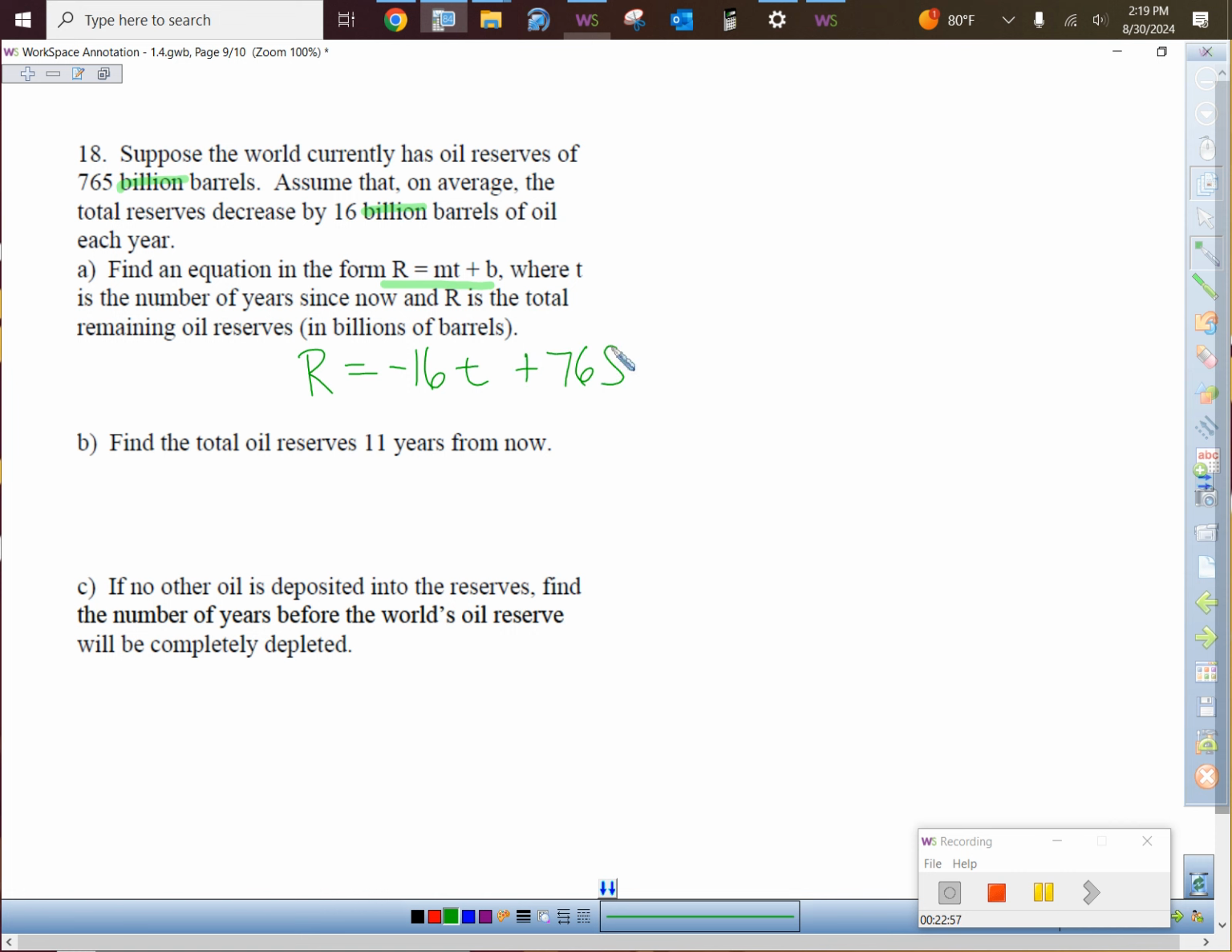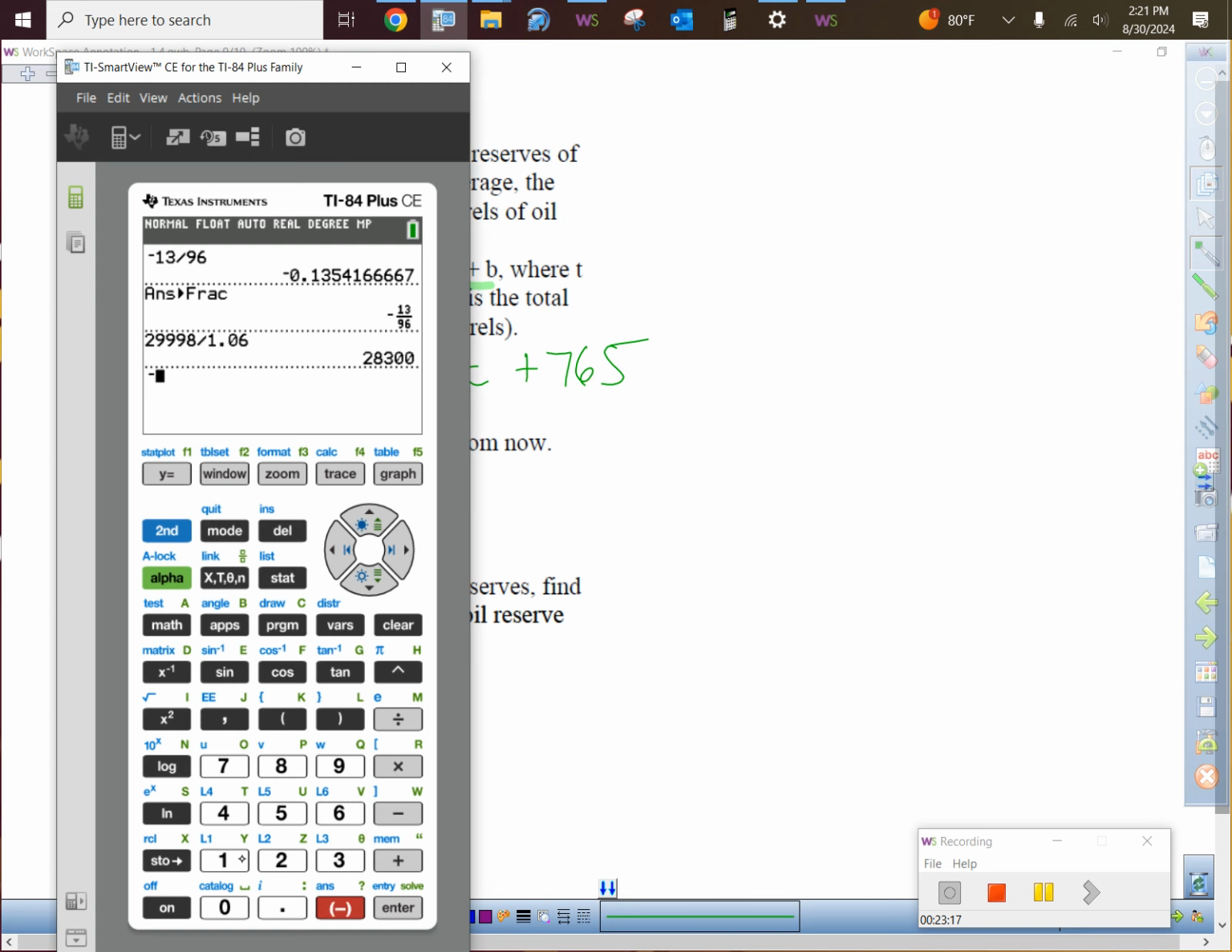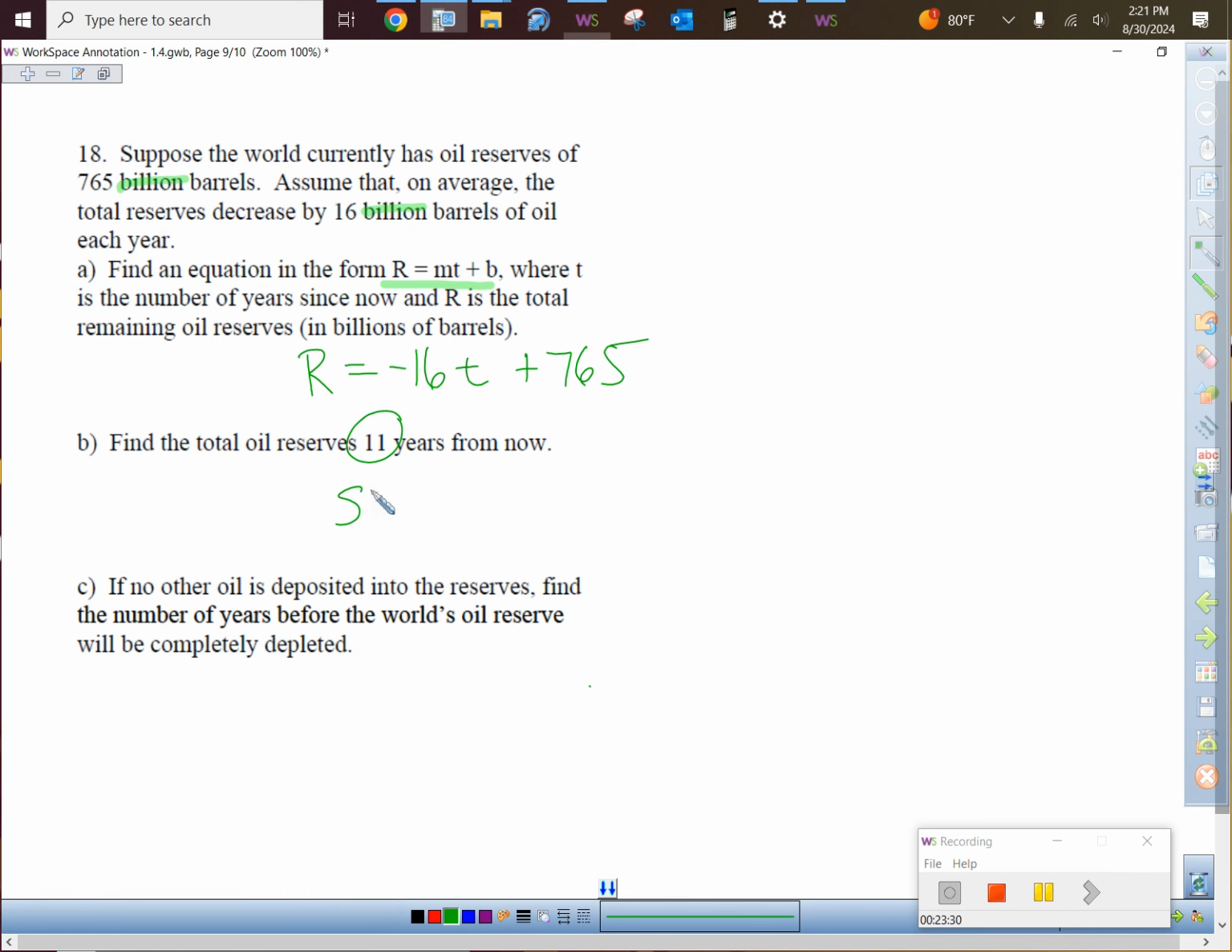How much did they start with? 765 billion barrels. You cool that you had a rate of change, losing 16 billion barrels a year on average, and you started with that. Find the total oil reserves 11 years from now. Is 11 a T value or an R value? T. T is time in years. So you can just punch that in your calculator. I don't need work shown on that because you wrote the equation. Negative 16 times 11 plus 765, bada boom.